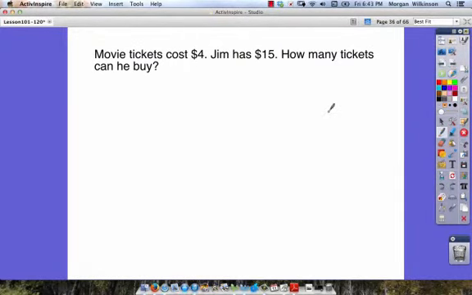Movie tickets cost $4. Jim has $15. How many tickets can he buy? So we're going to take his $15 and see how many equal parts we can get when movie tickets each cost $4. So 15 divided by 4, well, 4 is going to go into 15 3 times, and that's going to give us 12. We have 3 left over, so our division problem answer would be 3 3/4.